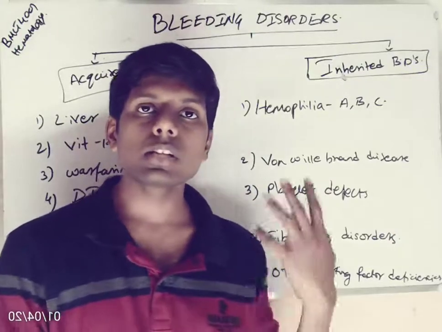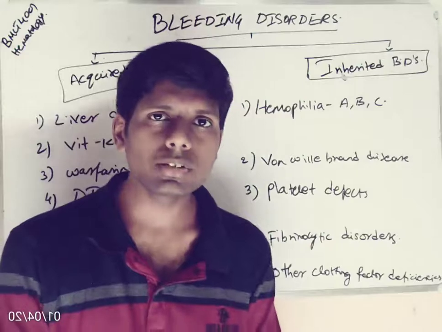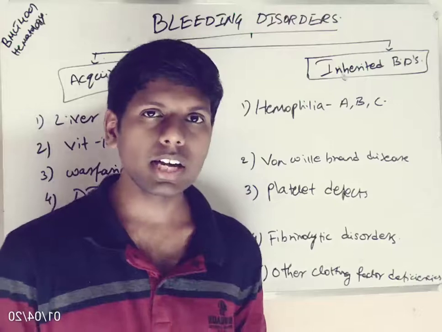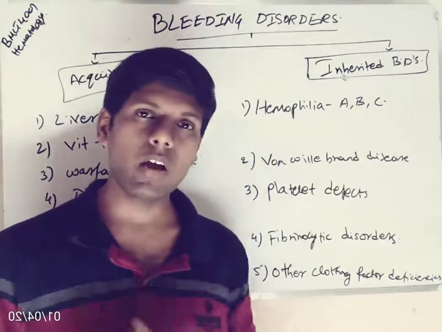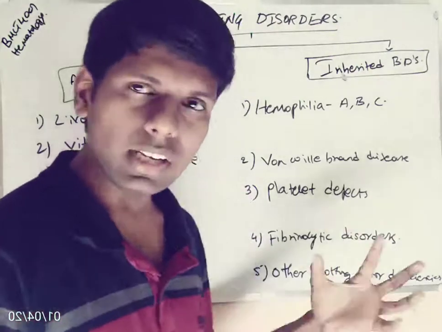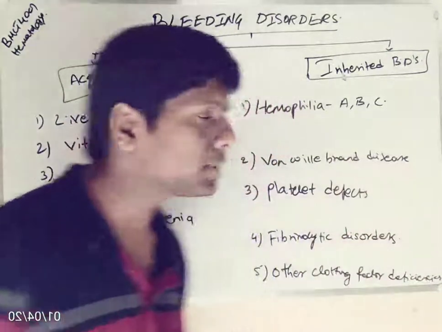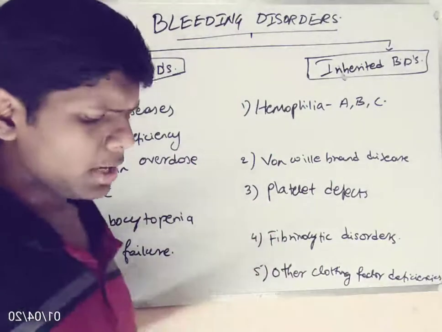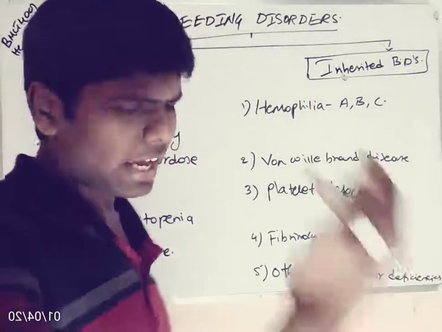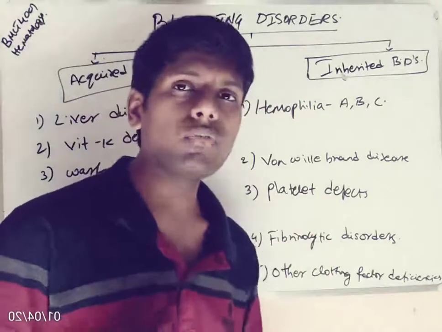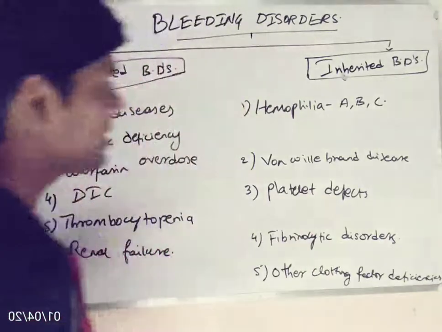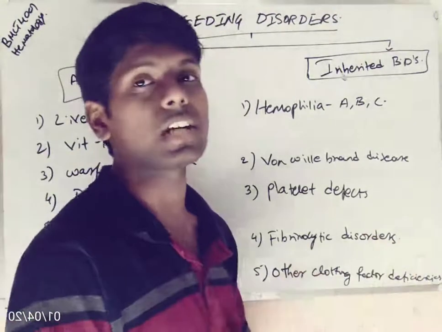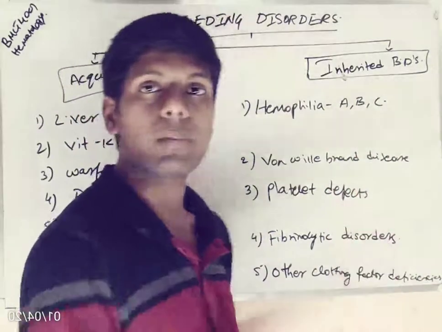So in this lecture I'm going to discuss bleeding disorders. So what are bleeding disorders, students? Bleeding disorders are a group of disorders that cause excessive bleeding. Whenever we have these conditions, we will have excess prolonged bleeding. Bleeding disorders can be broadly classified into two types: acquired bleeding disorders and inherited bleeding disorders. Acquired bleeding disorders are disorders acquired due to some external factors, whereas inherited bleeding disorders are inherited by nature due to genetic problems which are inherited from our parents.